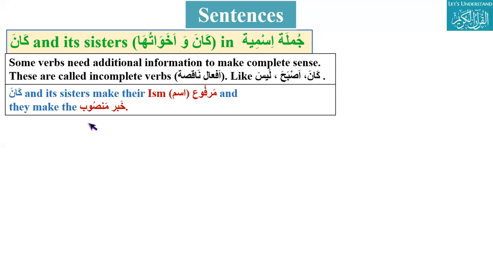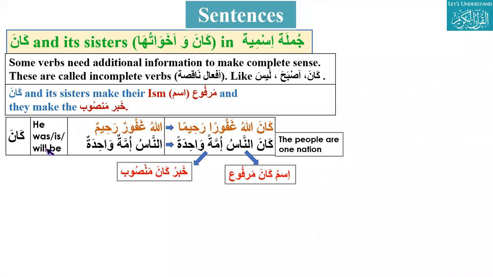It is basically applied on the Jumla Ismiya. If it is a Jumla Ismiya, there will be Mubtada and Khabar. The Mubtada we call Ismu Kana, and the Khabar we call Khabru Kana. Whenever we apply Kana, the Khabar will become Mansub. So this is the important thing: it applies on the nominal sentence, the Khabar becomes Mansub, and it has two parts, first Ismu Kana and second Khabru Kana.